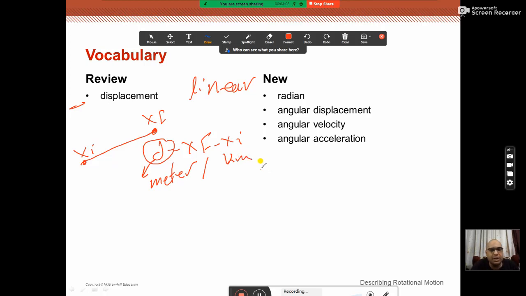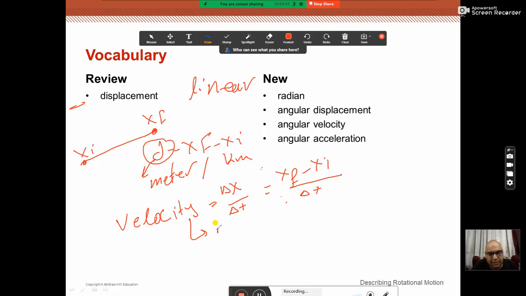If you find the rate of change of linear displacement, the displacement over time, it will be called velocity. What is velocity? It's the rate of change in displacement over change in time. So we can calculate it as xf minus xi over change in time, the period of time needed to make the change from xi to xf. And the measuring unit of velocity is meter per second.